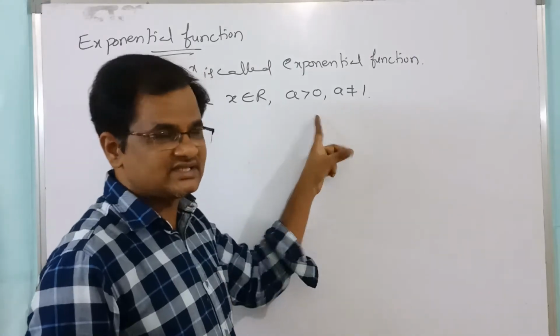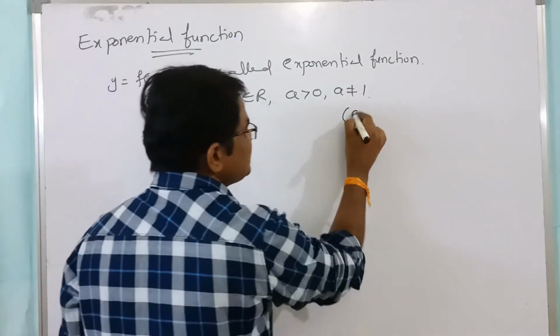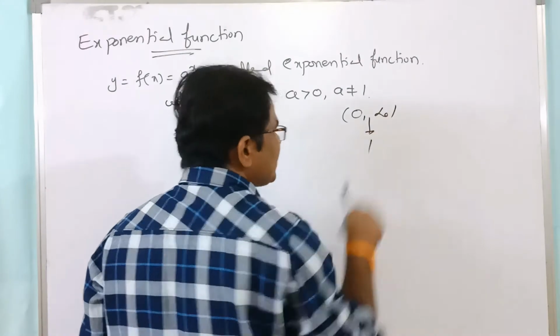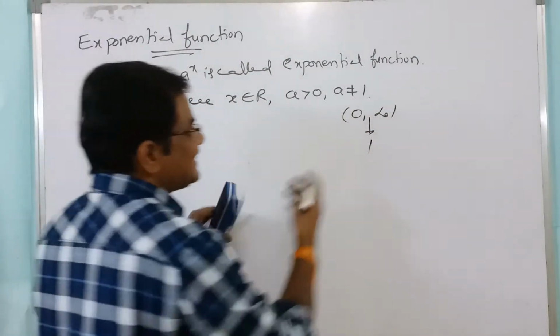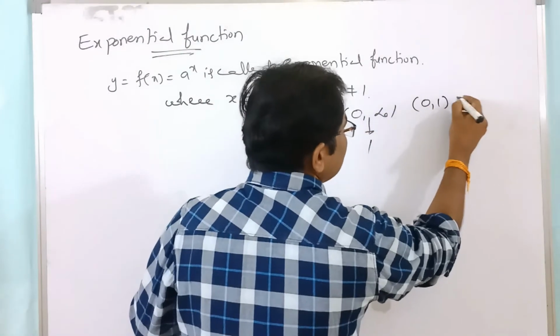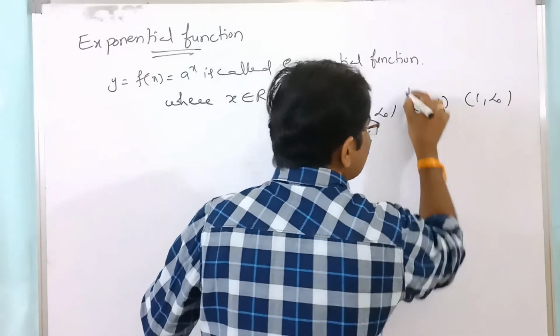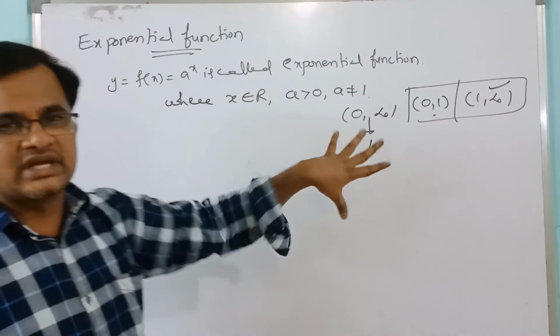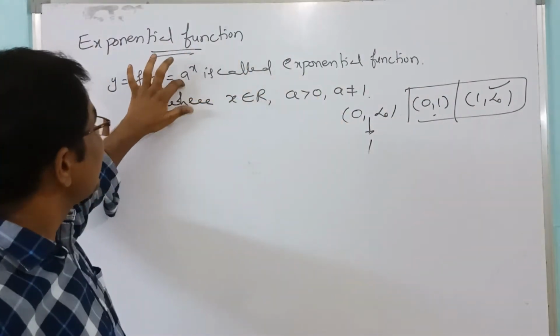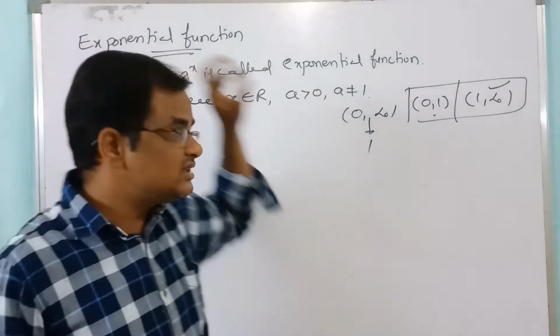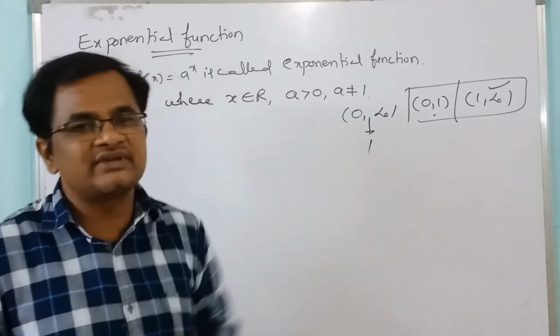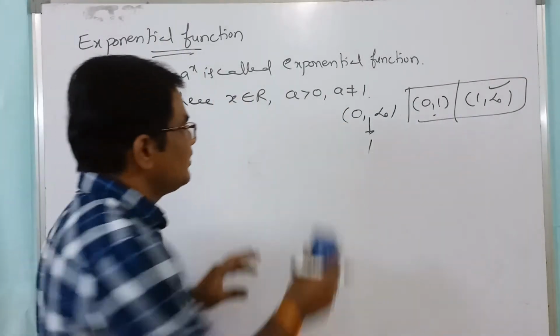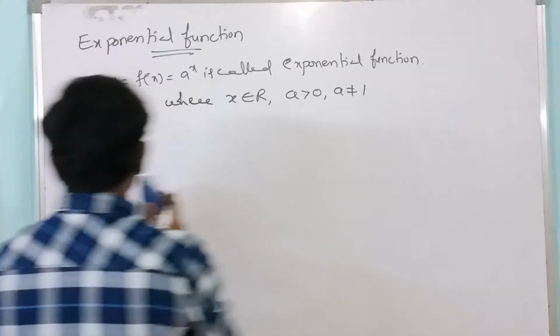So we can bifurcate this condition as two parts. What is that? A greater than 0 means 0 to infinity. In between that, 1 is not there. So that's why it can be written as 0 to 1, and 1 to infinity. So there are two cases. This is first case and this is second case. So in these two cases, we have to observe the behavior of the exponential function, and in the two cases we have to draw the graph of the exponential function. Okay, no?